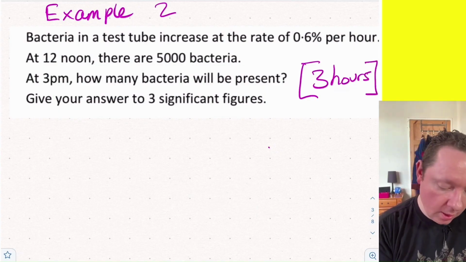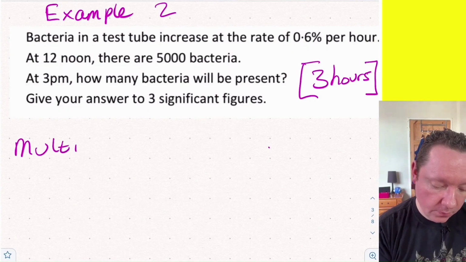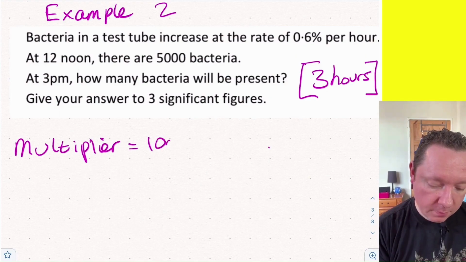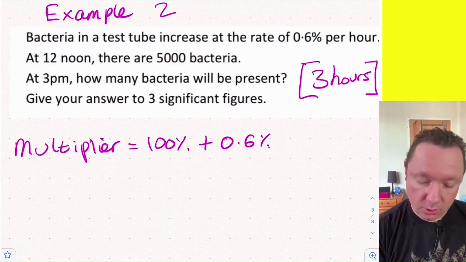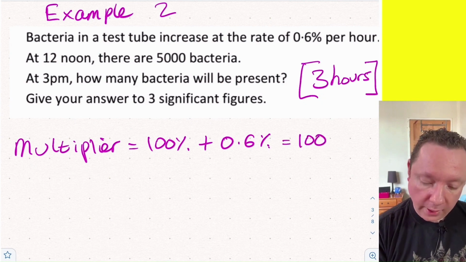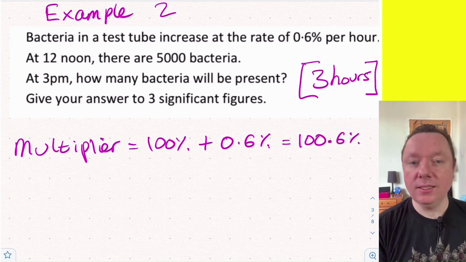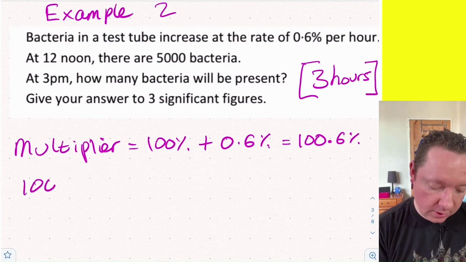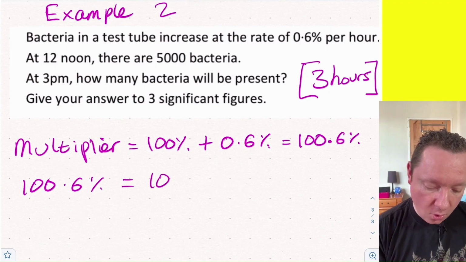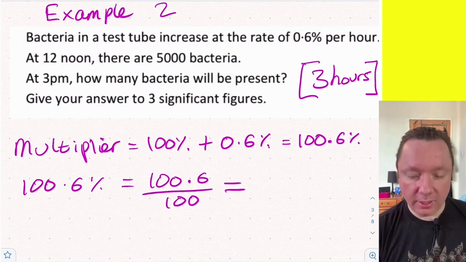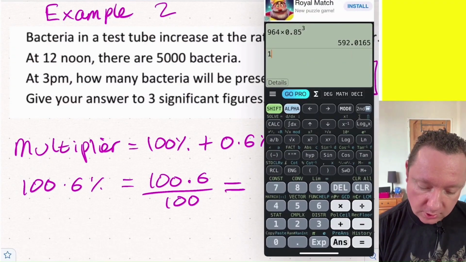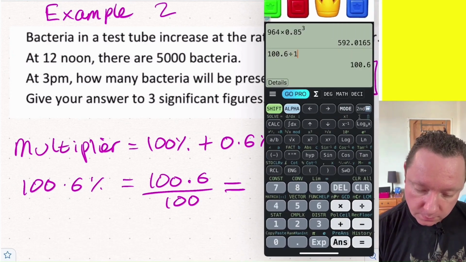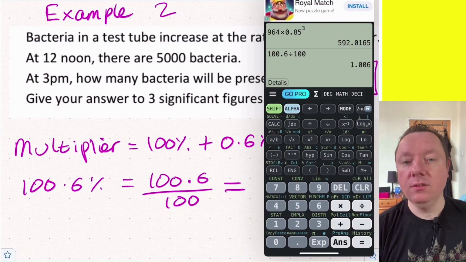Same way as the last one. Find our multiplier. So, 100% plus 0.6%. Get a calculator if we need to. 100.6%. We need that as a decimal. So let's do that. 100.6% is 100.6 divided by 100. And, well, let's be careful and get our calculator just in case we make a mistake. 100.6 divided by 100. 1.006.